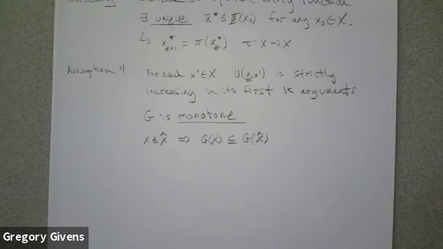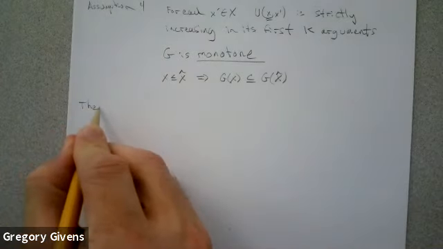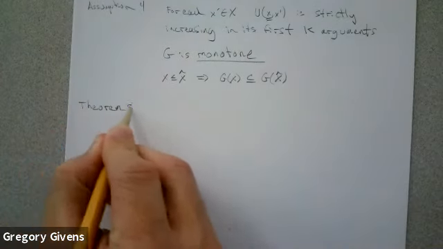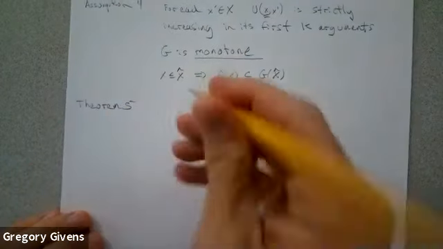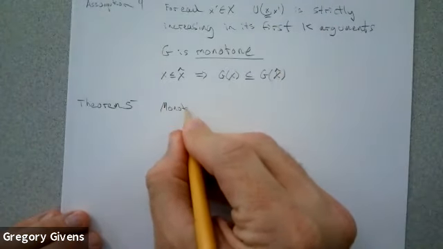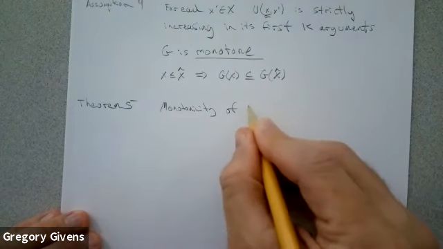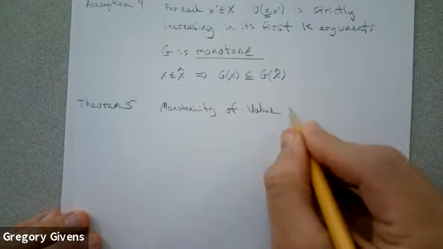Both of those are important for establishing the next theorem, and that is Theorem 5, which is what we call monotonicity of the value function.